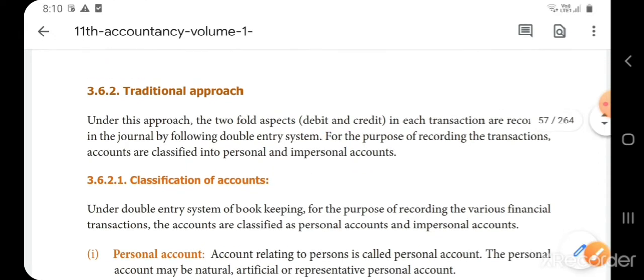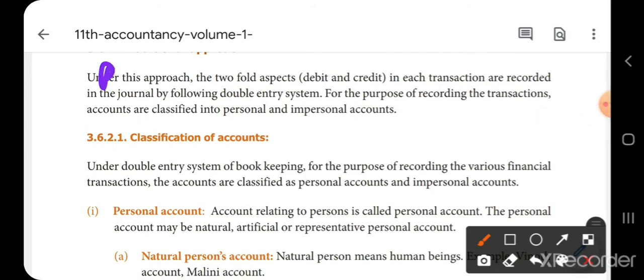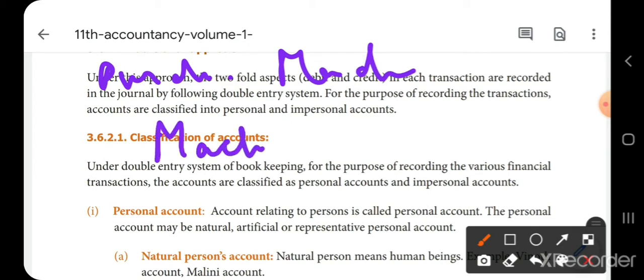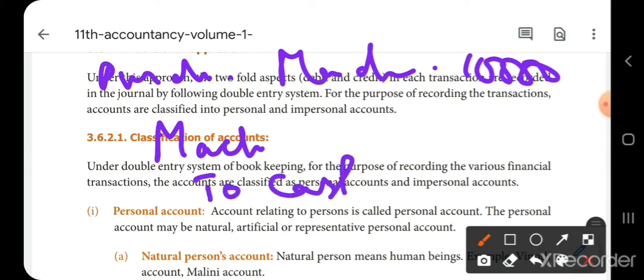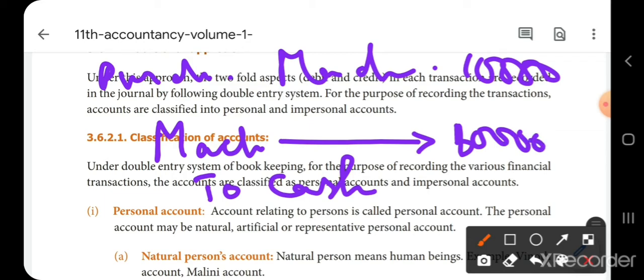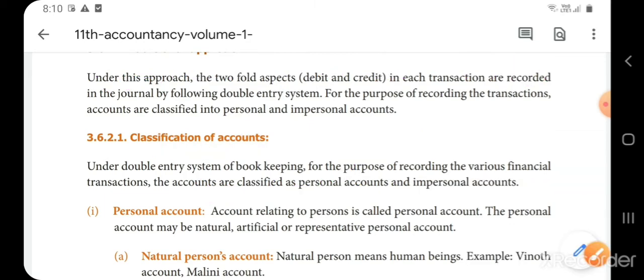Suppose you are purchasing a machinery. What happens? What is coming into the business? Machine is coming in, worth rupees 10,000. What is going out? Cash is going out. There are two accounts. So for the machine account, you debit 10,000, and for the cash account, you give a credit entry of 10,000.